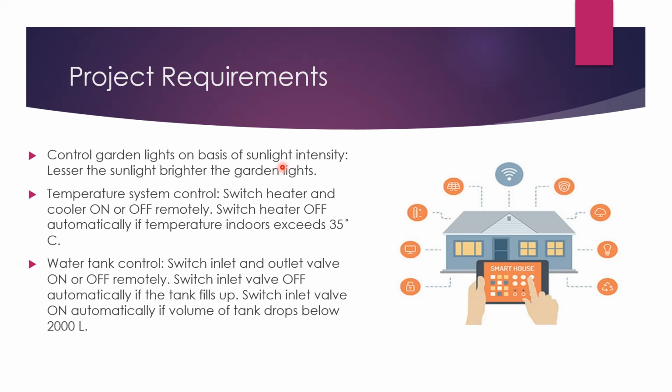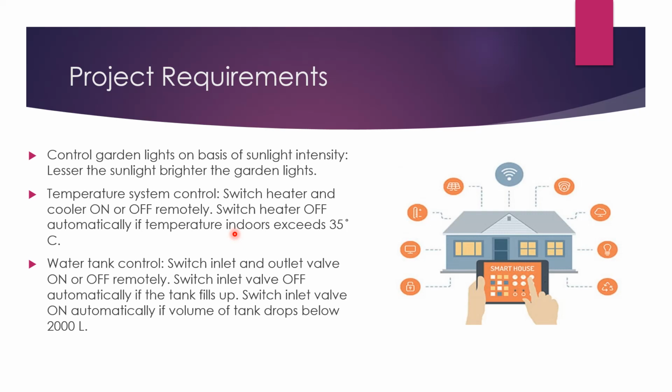As night proceeds into day, the garden light should dim out slowly, and at dawn, the garden light should be switched off completely without human intervention. The next, temperature system control. The end user should be able to switch heater and cooler on or off remotely. And additionally, the heater needs to be switched off automatically if the indoor temperature increases above 35 degrees.